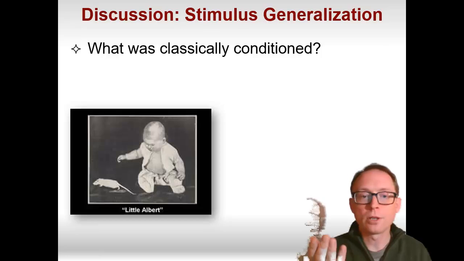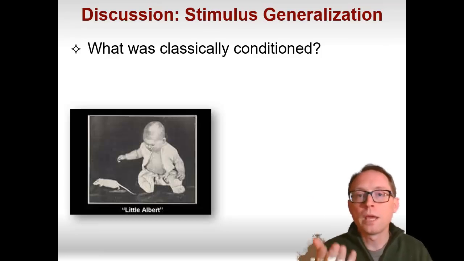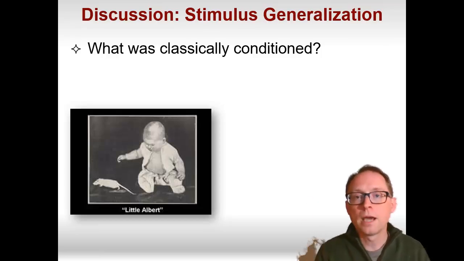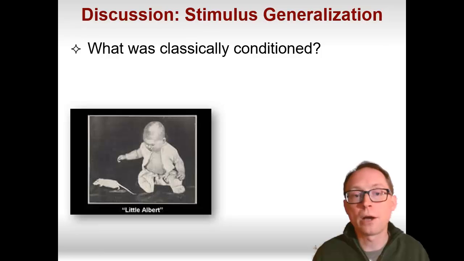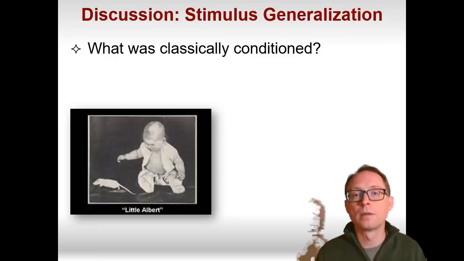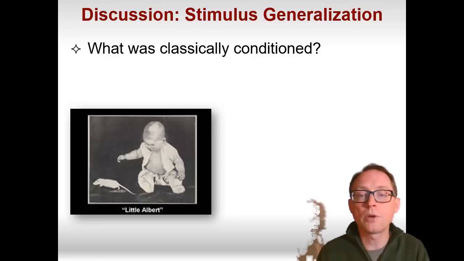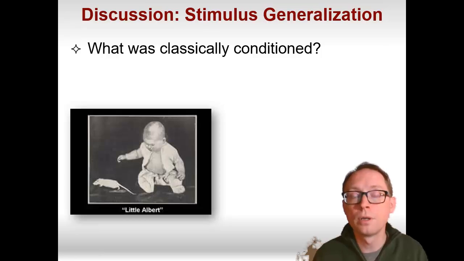They presented a white rat, and then they would bang a piece of metal right behind the baby's head. Babies naturally do get scared when they hear loud noises. And so they would present the rat, noise, and then the baby would get scared. Rat, noise, scared, rat, noise, scared, and then pretty soon, all they had to do was present the white rat, and little Albert would freak out.